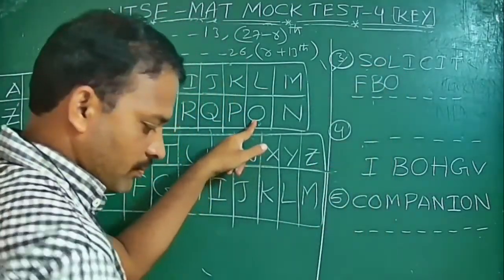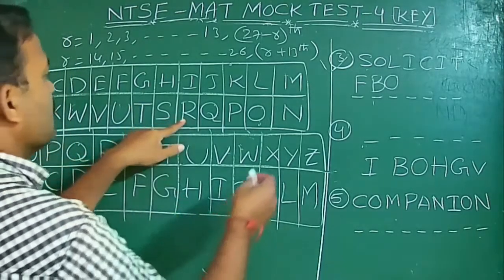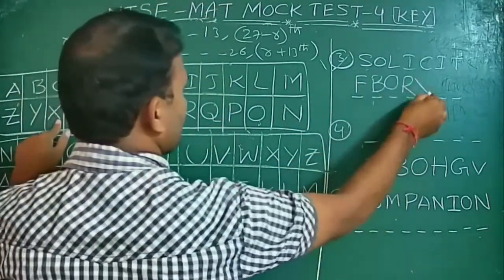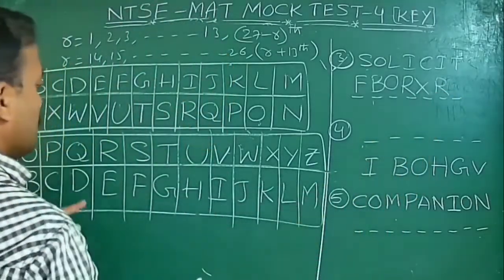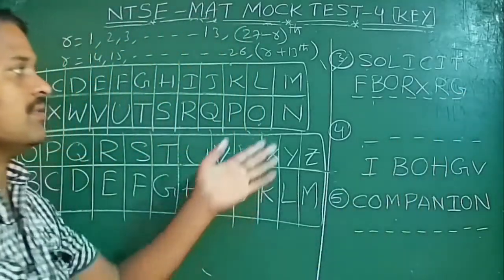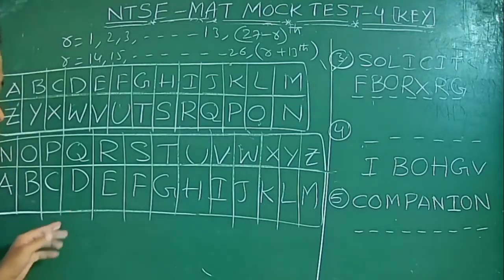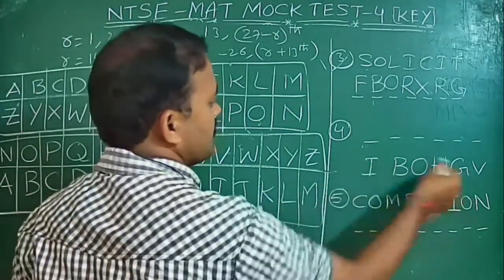FBO. Okay. So next, similarly, what is the I code? Where is I? I is nothing but R. And C code is X. And I code is again R. And T code, where is T code? T code is G. So this is the answer: FBO, RX, RG based on this. Okay. So then similarly, next, which word is coded for this?